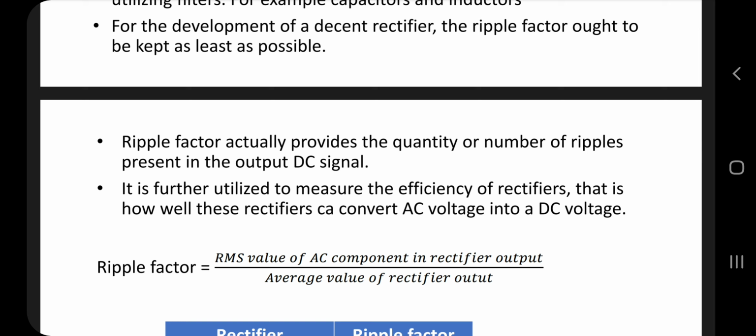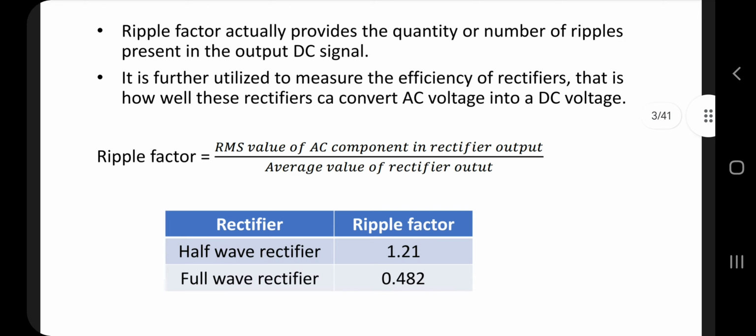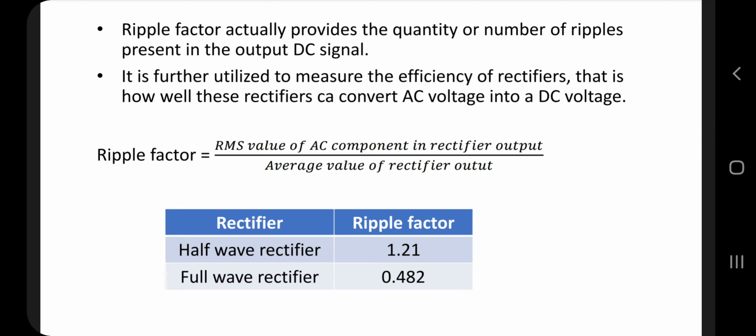That is, how well this rectifier is converting AC voltage into a DC voltage. Mathematically, the ripple factor is defined as the ratio of the RMS value of an alternating current component in the rectified output voltage to the average value of rectified output. That is, ripple factor equal to RMS value of AC component in the rectifier output divided by average value of rectifier output.